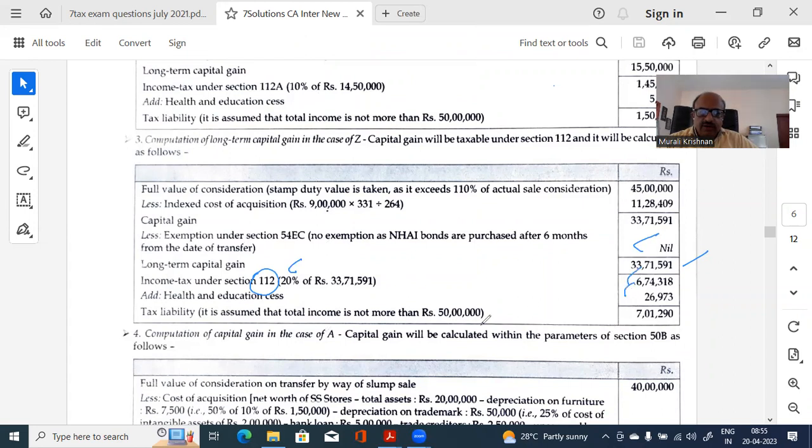And again, you have to give a note that it is "more than", not "not more than", because if he has got other income, that will be more than 50 lakhs. So it's not "not more than" this thing. So normal rate. Otherwise, surcharge will get applied. Okay.